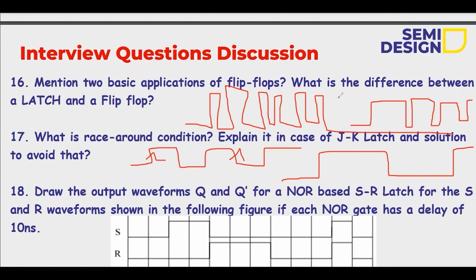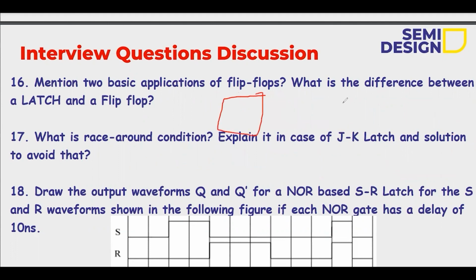Master slave means we take two latches, with the clock given in an inverted manner. So if one latch is on, the other latch is automatically off, so that we have good controllability on the output without race around conditions. Otherwise, the best thing is edge triggering, so that we can avoid race around conditions. That is the main disadvantage of latches.